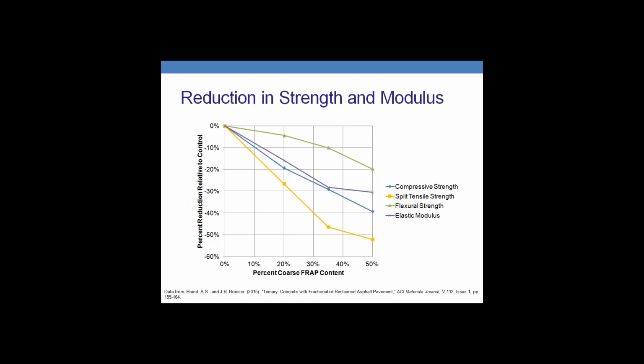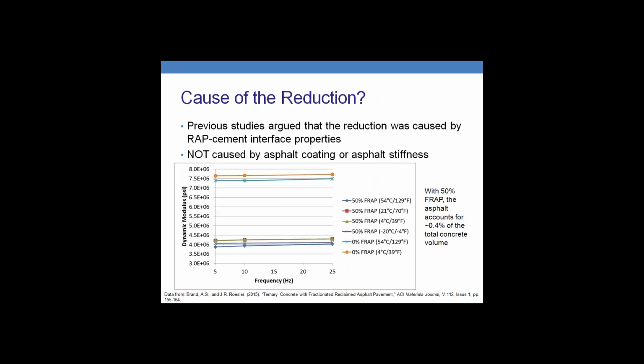With strength, we're seeing maybe about a 20 to 50% reduction when you add 50% coarse RAP. That's a pretty significant reduction in strength. So again, how can we change that?